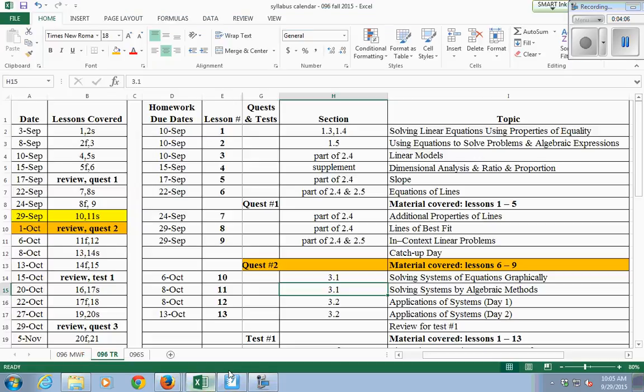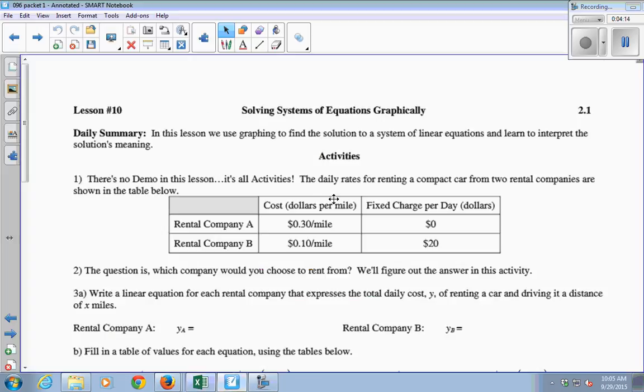All right, so that's it for what's coming up: the quest, how to prepare, what's going to be on it. Okay, so jumping to today's material, again, this will not be on the quest, though we will get a little more practice graphing lines today, because that's part of the technique that we're going to learn.